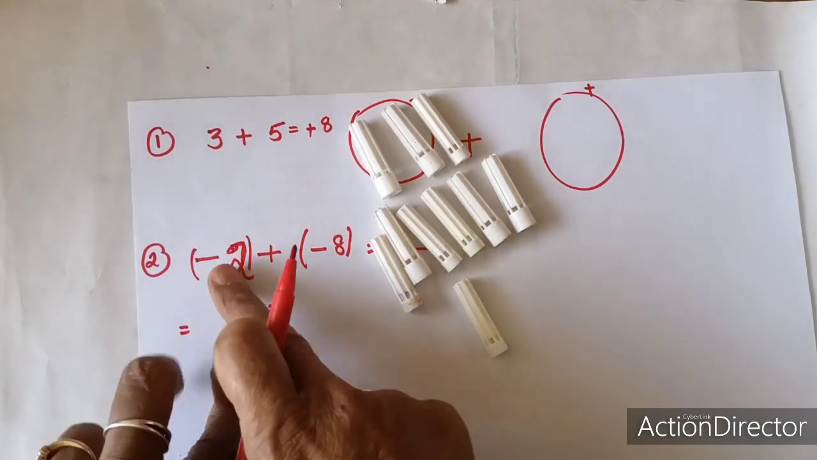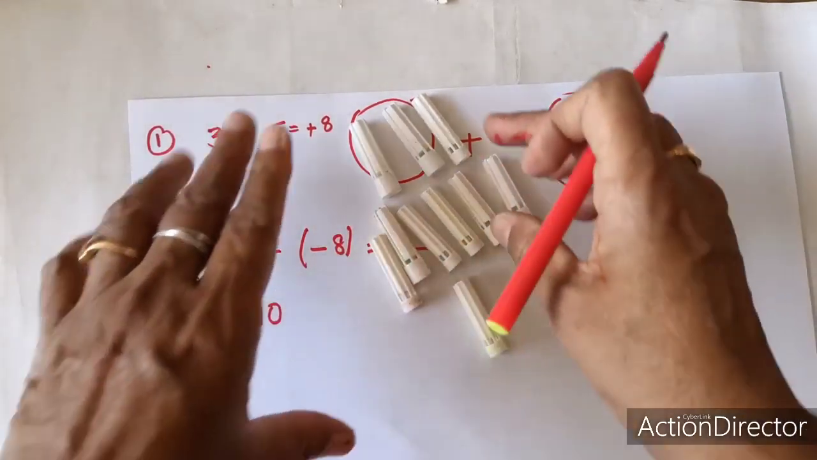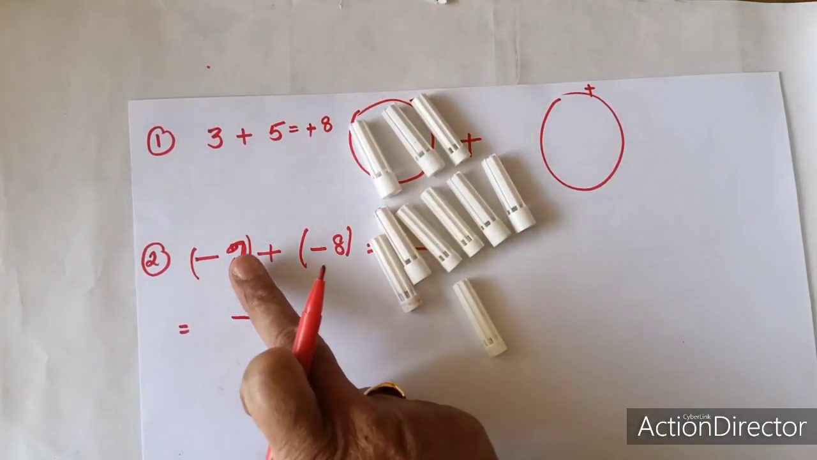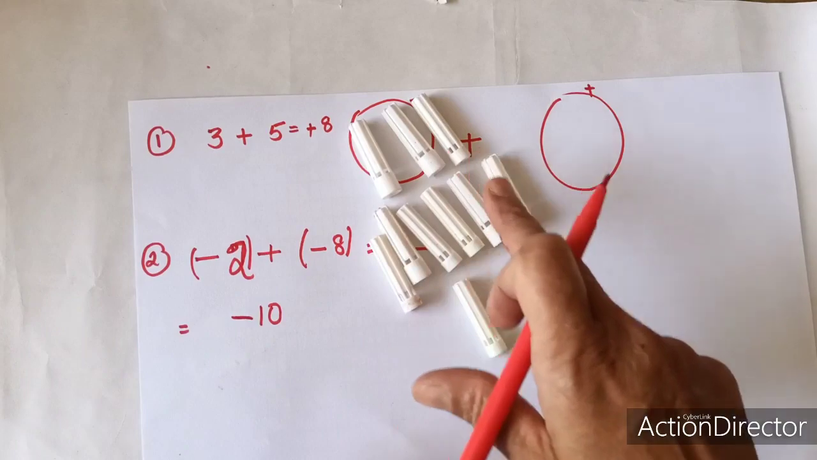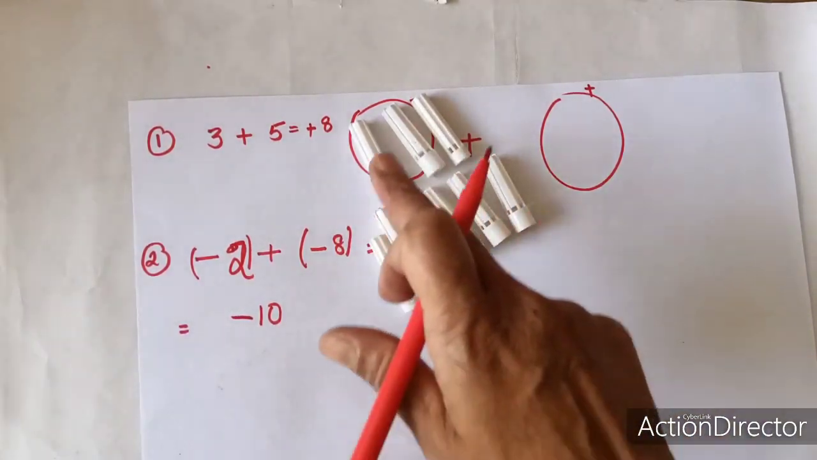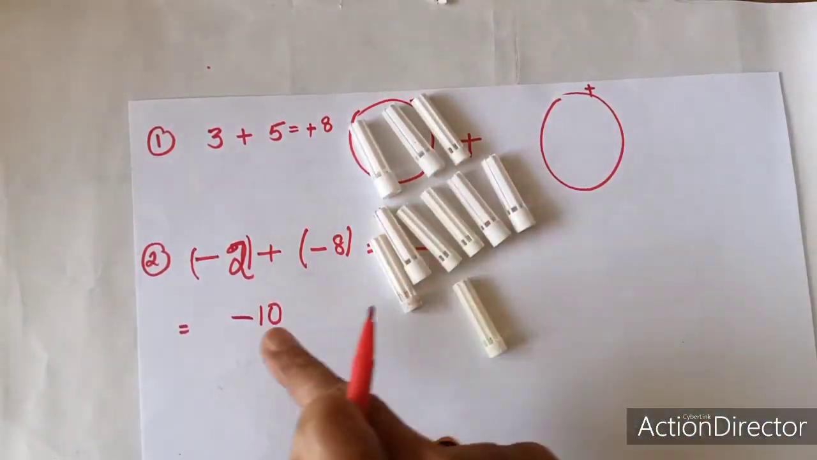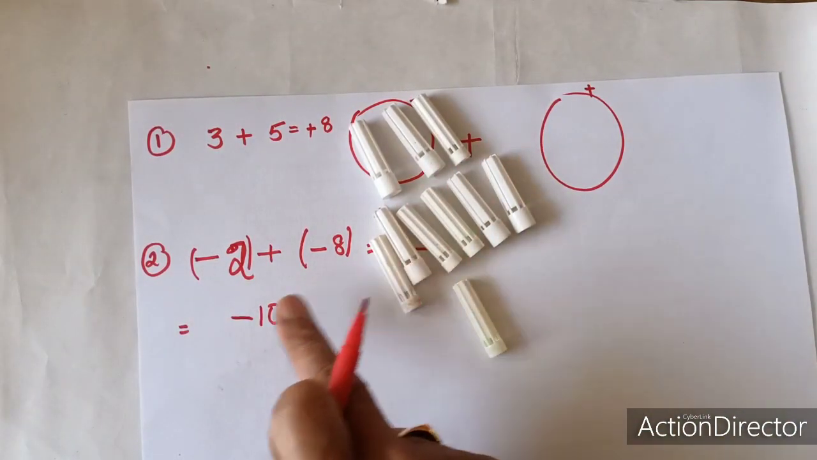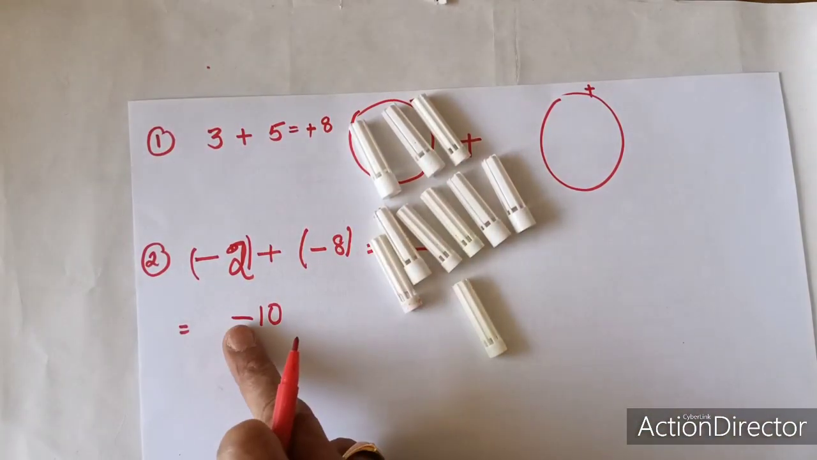Hope you understood now. When the two colors are the same, we put the sign of the color, just adding how many white caps there are. So the number of white caps is equal to 10, and white denotes the minus sign. So I am putting the negative sign over here.